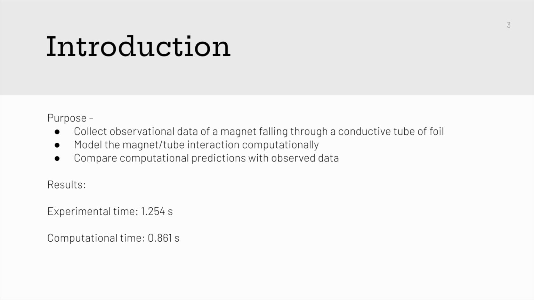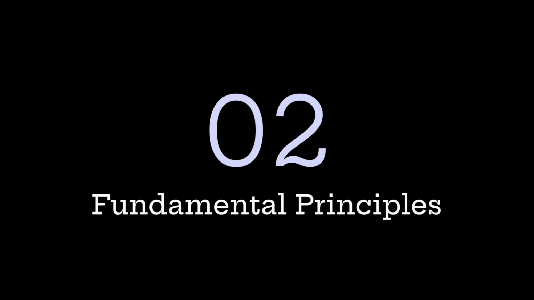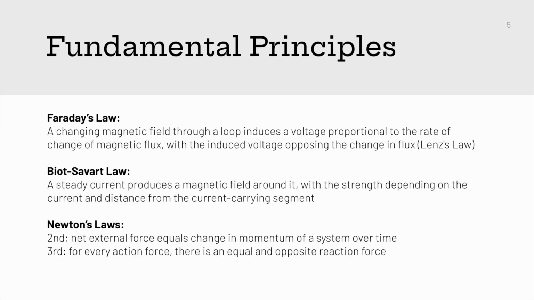A brief overview of our results was that we found our experimental time for the magnet to fall to be 1.254 seconds and the computational time calculated to be 0.861 seconds. How do we find out the principles that help us understand this lab?